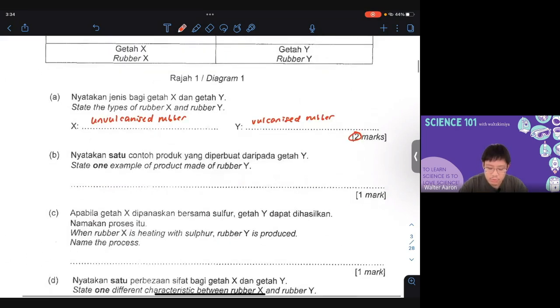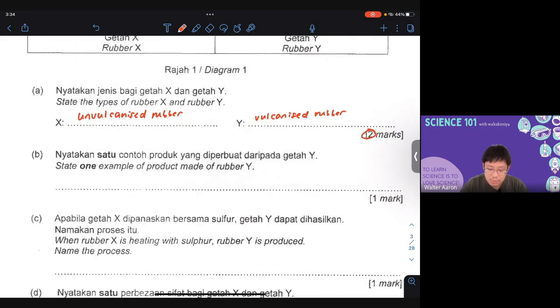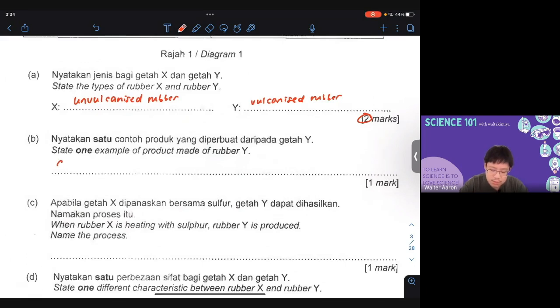All right, and then next we're going to do state one example of product made of rubber Y. So you can just say a lot of things which are actually made out of vulcanized rubber. Vulcanized rubber is technically better than normal unvulcanized rubber. So it normally can be used to make like car tires or shoe soles. So up to you lah. In this case here, I'll just put here car tires. But alternatively, you can also write shoe soles.